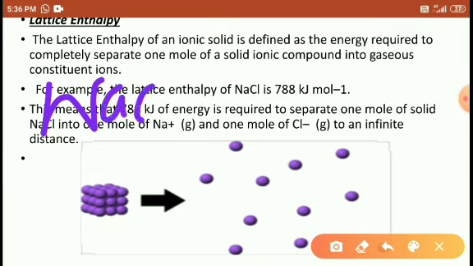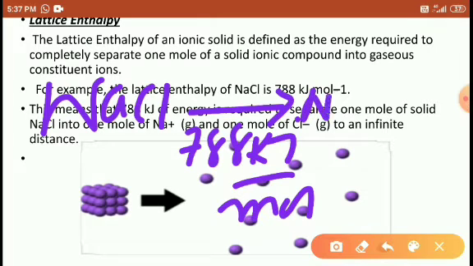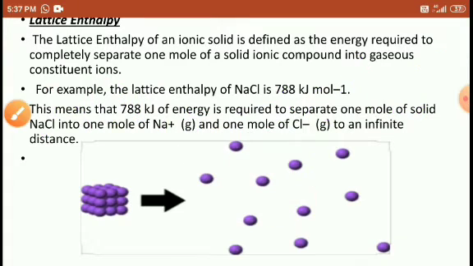So for the dissociation of NaCl, I have to supply 788 kilojoule per mole of energy. Then it separates into sodium ions plus chloride ions. They get separated here. Understood? This is what we call the lattice enthalpy.